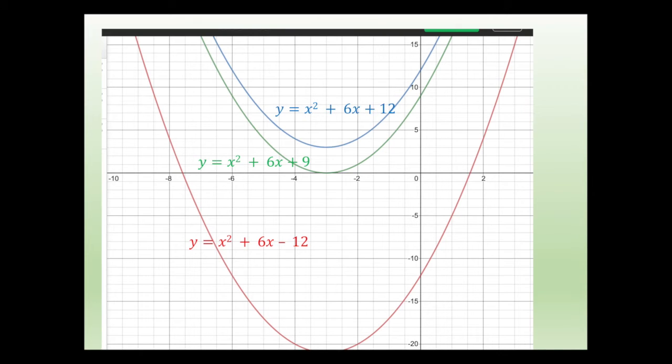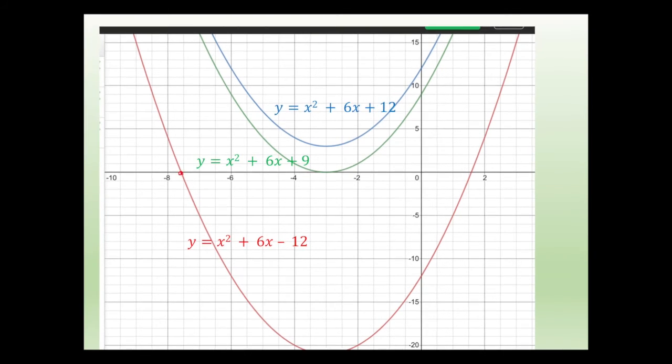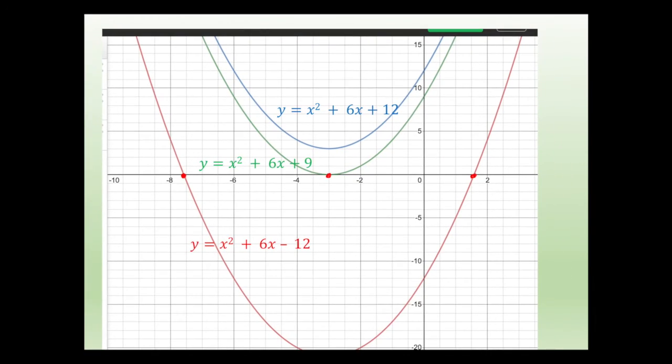Alright, this is the plot that I have. You can see that y equals x squared plus 6x minus 12 actually has 2 roots, or 2 x-intercepts. y equals x squared plus 6x plus 9 has 1 x-intercept, whereas the other one has no x-intercept at all. Let's go back one step. Alright.